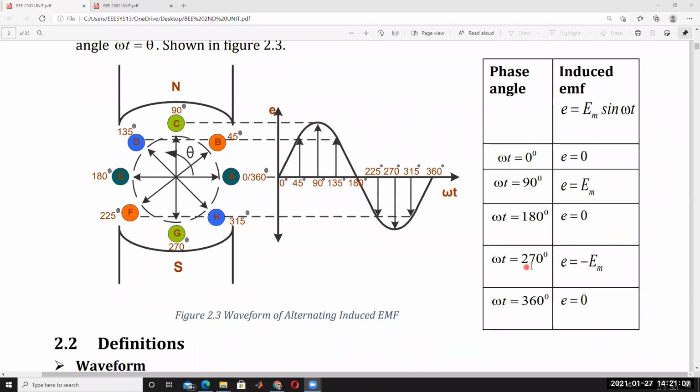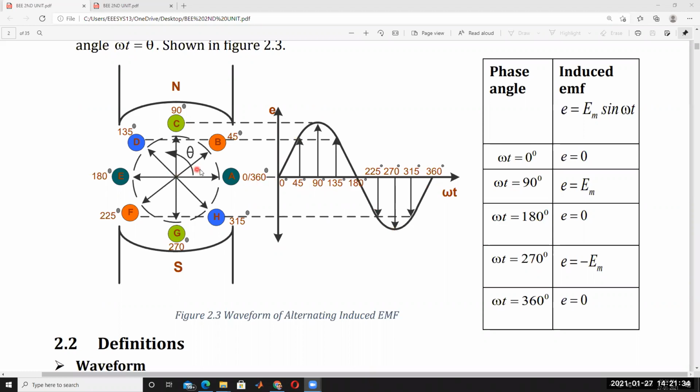And then ωt is equal to 270 degrees, minus Em. Sin 270 is equal to minus 1, so E is equal to minus Em. You will get it like this. And ωt is equal to 360, then E is equal to 0. So we will get a sine wave like this by substituting the different values of phase angles.